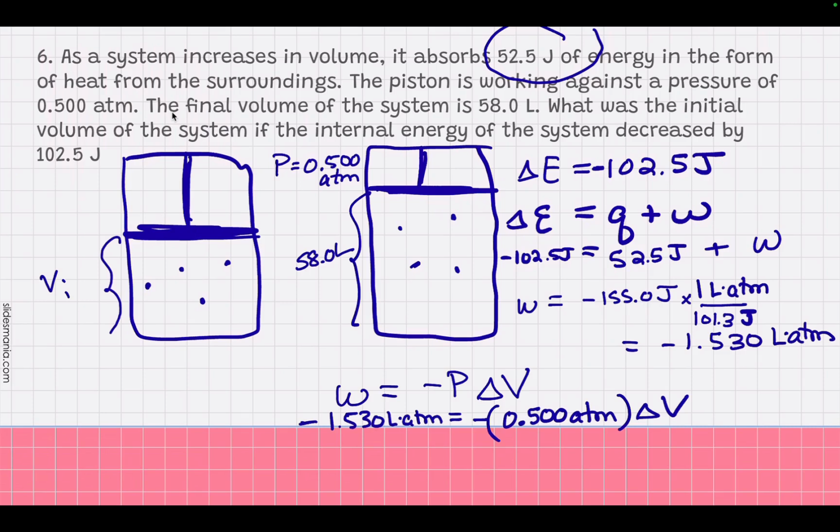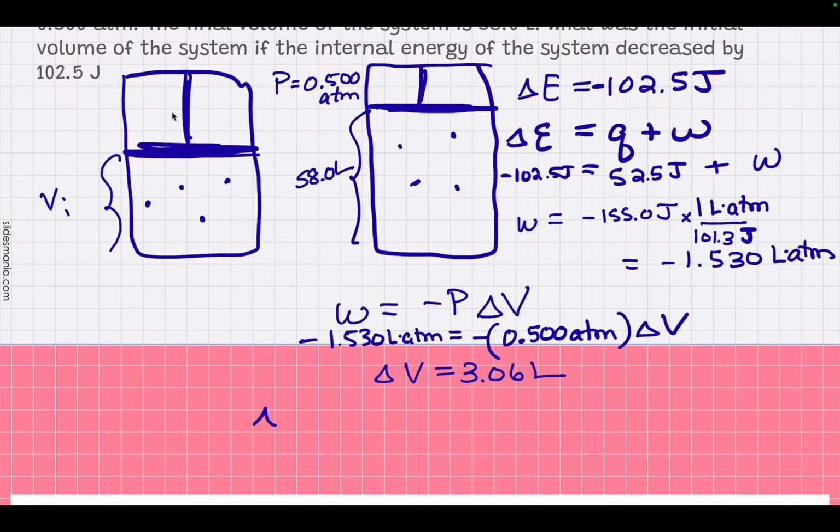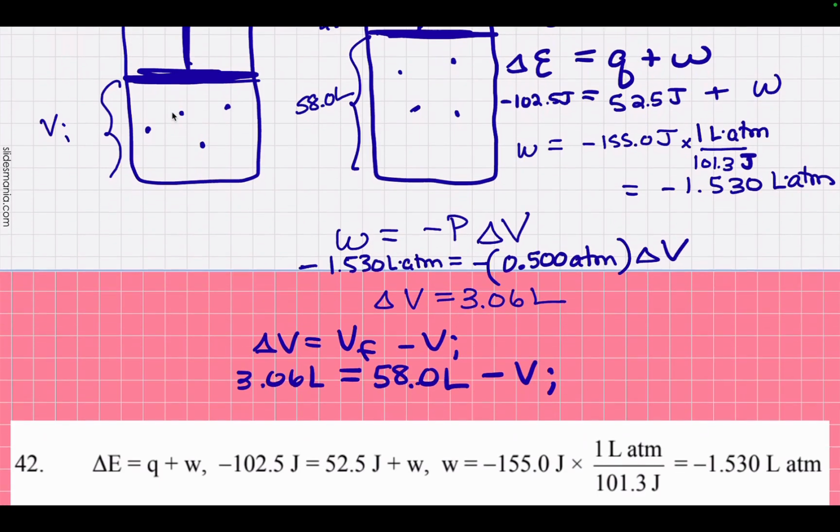So I'm going to solve for delta V. I'm going to do the algebra here. My delta V is 3.06 liters. So then I know delta V is the final minus the initial volume. So if I know the change in volume and I know it ended up at 58 liters, then I can solve for the initial. So the initial volume here is going to be 54.9 liters. So it was 54.9 liters.